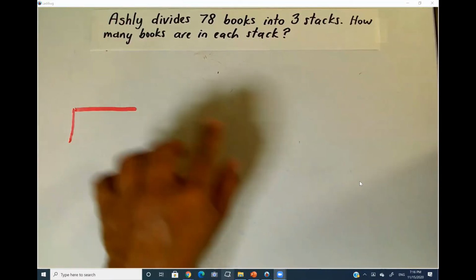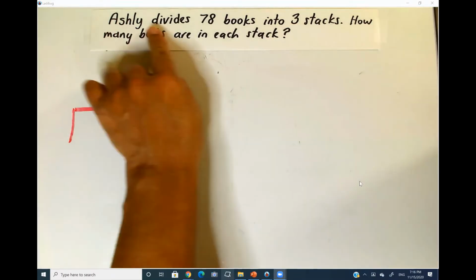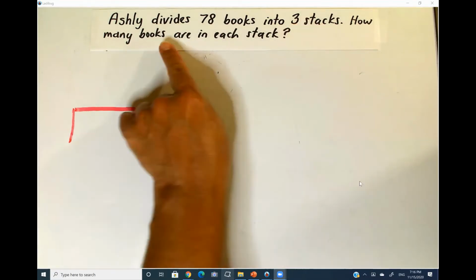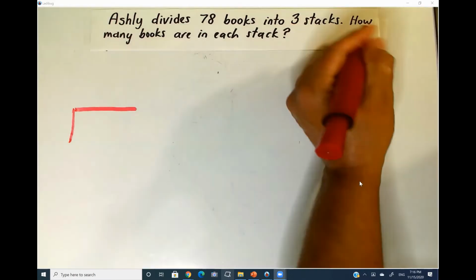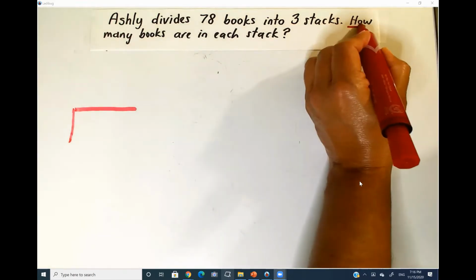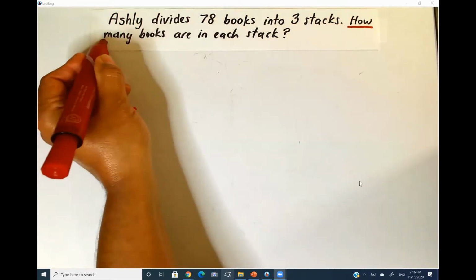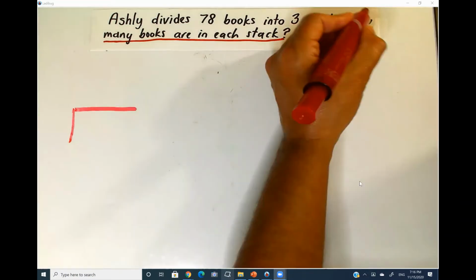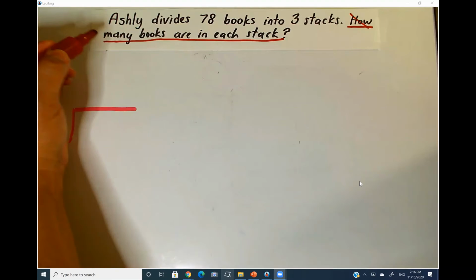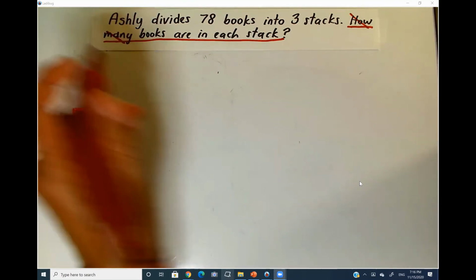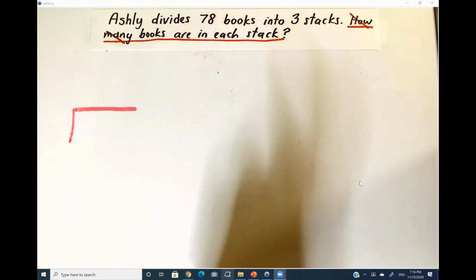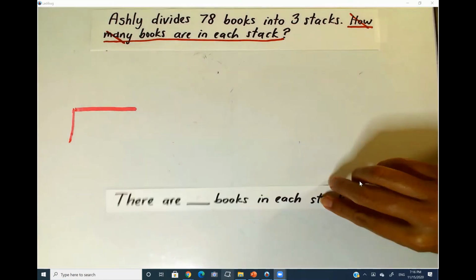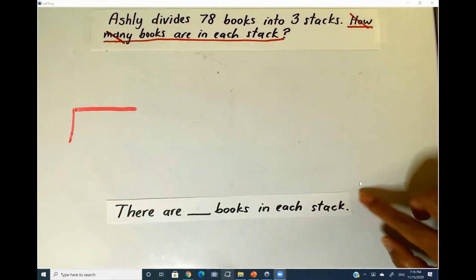Let's solve this problem. Ashley divides 78 books into 3 stacks. How many books are in each stack? The first thing I'm going to do, after reading the problem, is underline the question: how many books are in each stack? And remember, to do the answer statement, you have to take away the words that make the question. Now using "books are in each stack," we're going to create the answer statement. In this case, it's going to be, there are blank books in each stack.